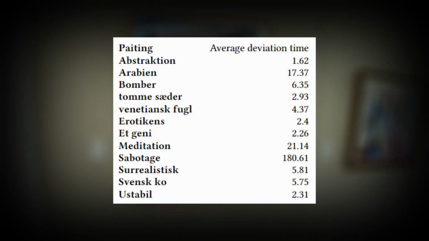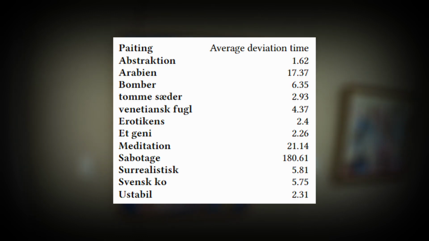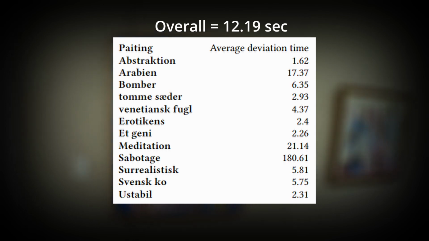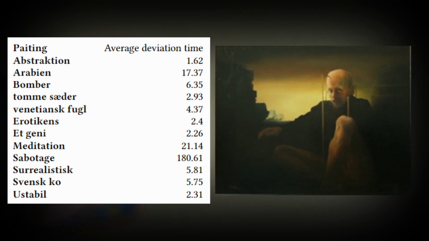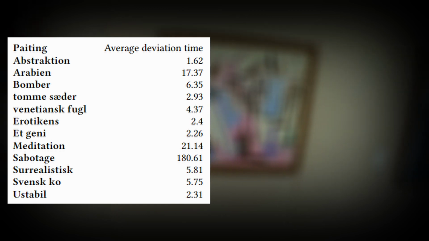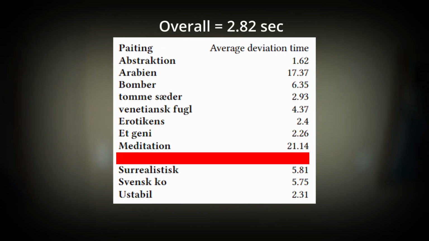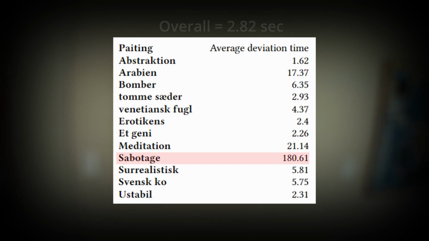Additionally, a comparison between the automatic recognition timestamps and the ground truths was performed, with the ground truths consisting of the timestamps we annotated for the manual pipeline. The automatic event notation time exhibited an average deviation of 12.19 seconds, with a notable outlier in the case of the painting Sabotage, which deviated by 180.61 seconds. Upon excluding this outlier, the notation time showed an average deviation of 2.82 seconds.